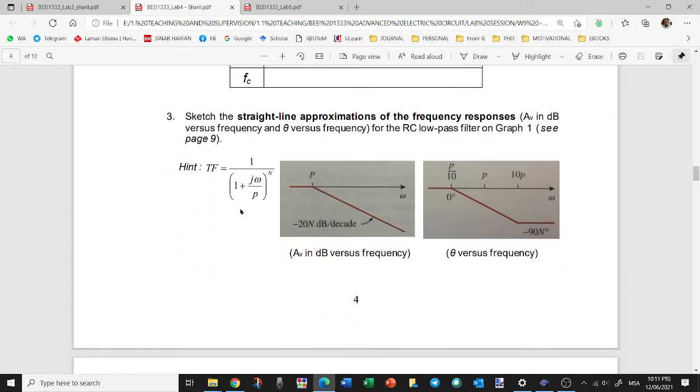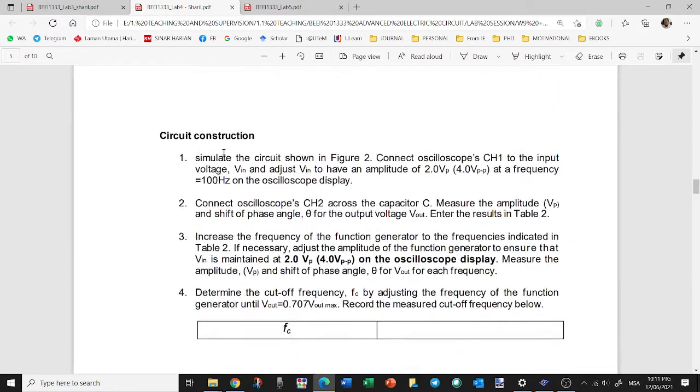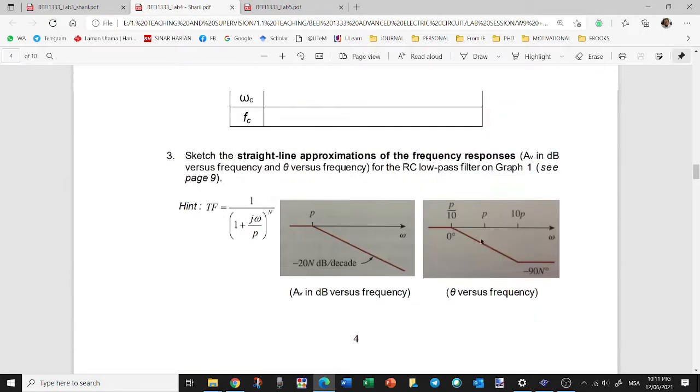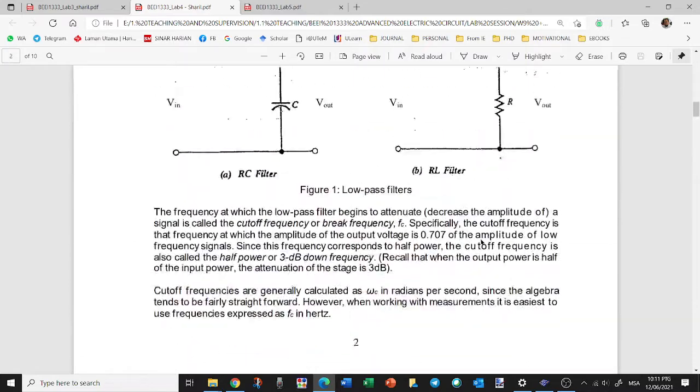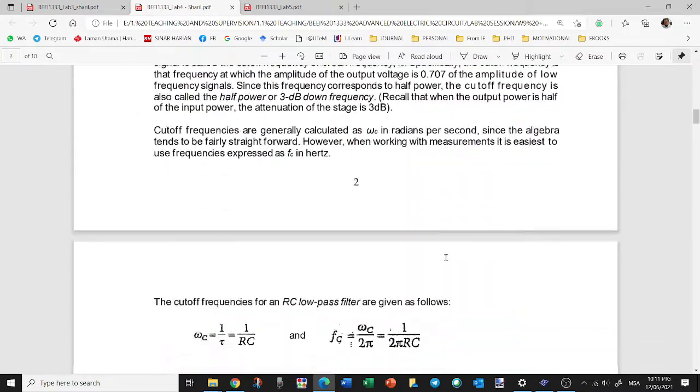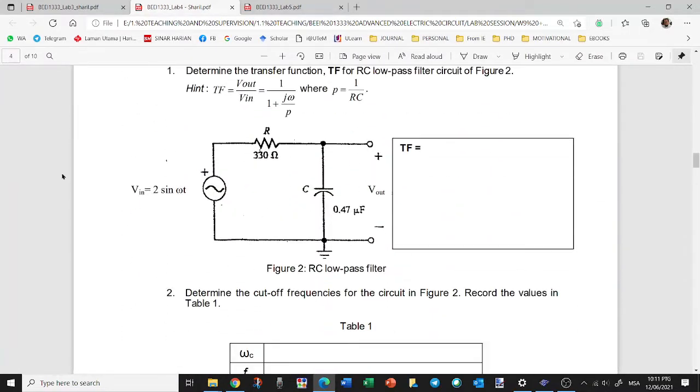Okay, and then after that you are going to construct the circuit. Construct circuit ni kamu basically ada 4 step saja. Step number 1, 2, 3 and 4. Okay, so be careful, baca betul-betul. You have to simulate the circuit shown in figure number 2. Mana figure number 2? Yang sini, yang atas ni, tengok betul-betul. Figure number 1. This is figure number 2.